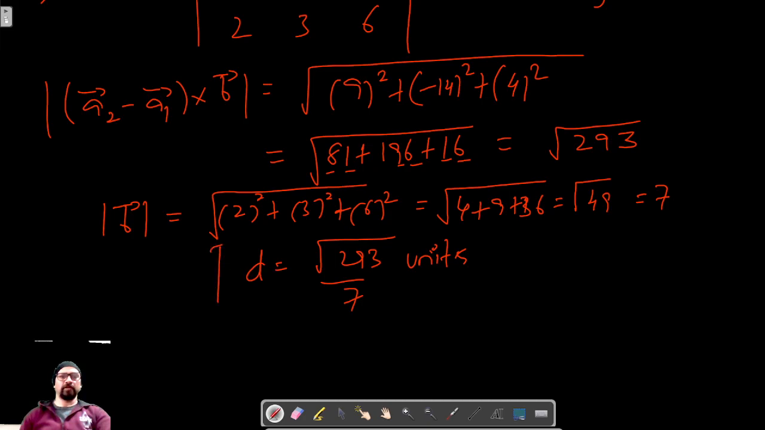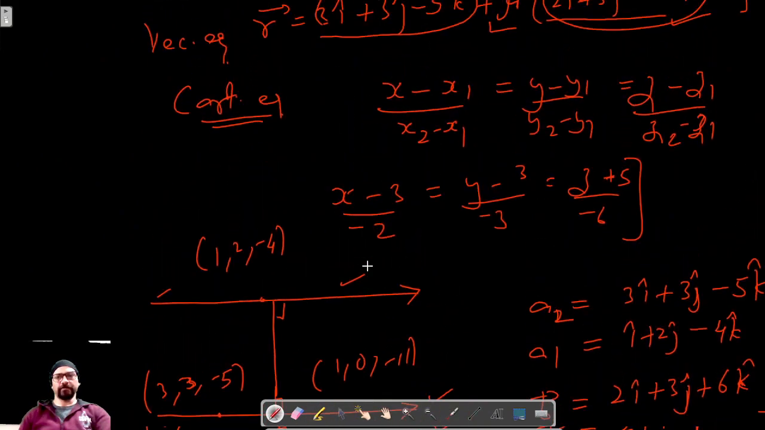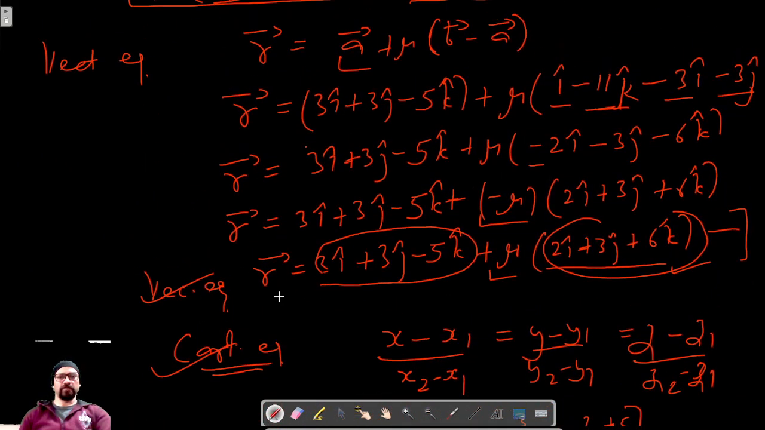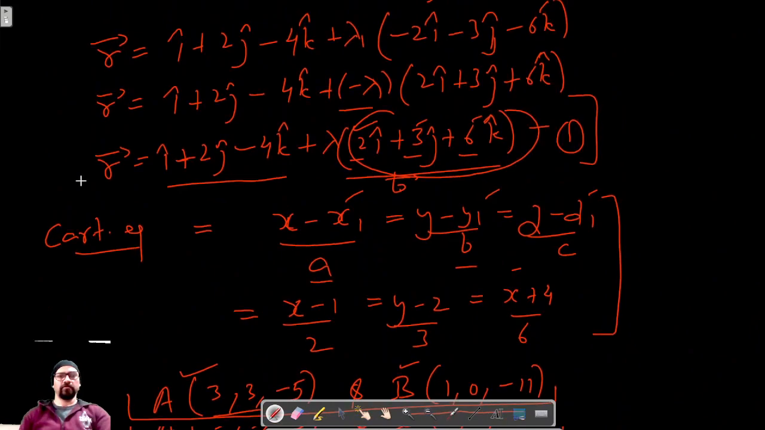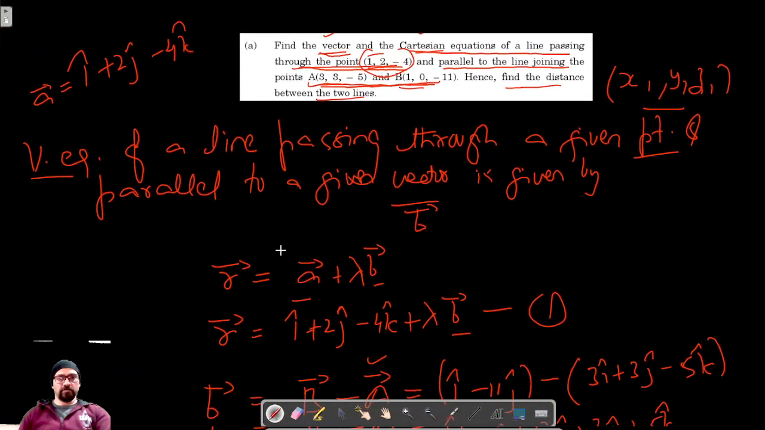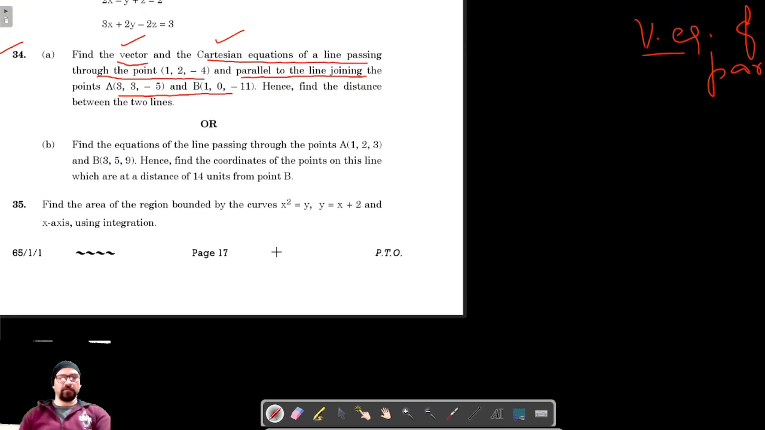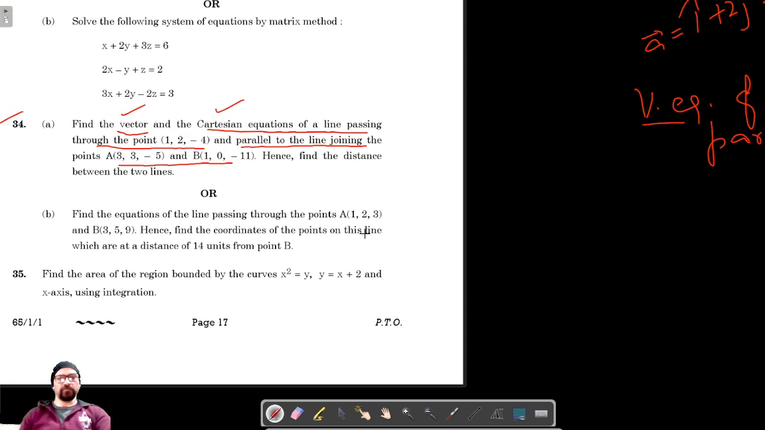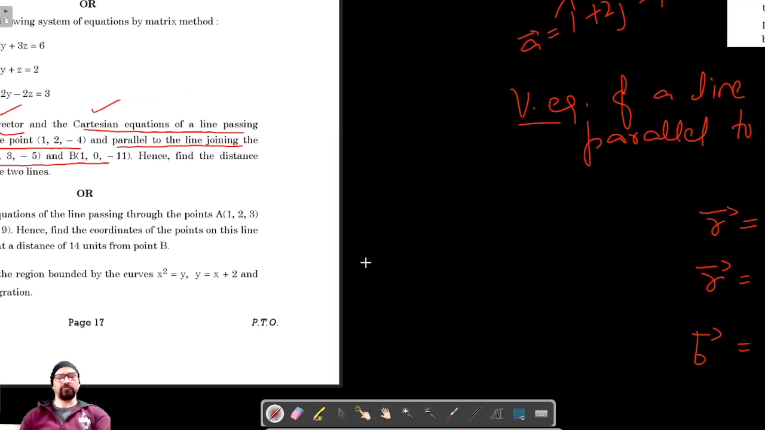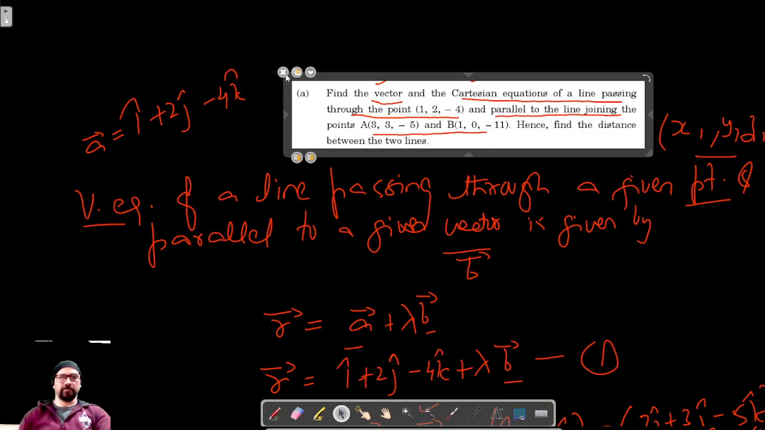Okay, so this is the perpendicular distance, and we have got the equations as well, the vector and the Cartesian equations. This is the Cartesian equation, this is the vector equation. Okay, moving on to the second part of this question. We have to find the equation of the line passing through A and B and hence find the coordinates of the points on this line which are at a distance of 14 units from point Q. So let me just erase this.